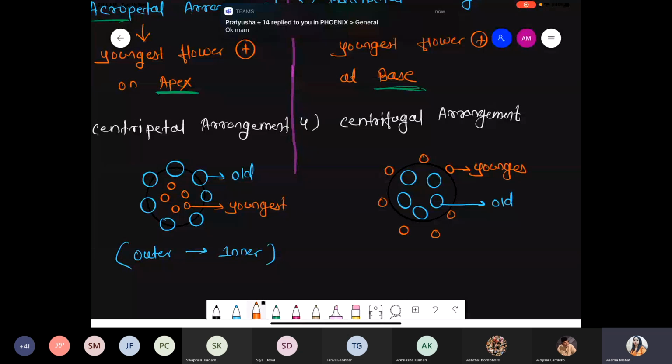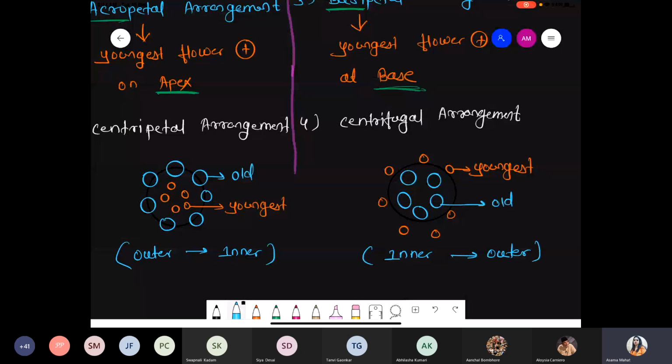Youngest flower, right? So if you observe such type of arrangement, now easily you can observe that it is inner to outer. यहाँ पे क्या हो रहा है development pattern? Inner to outer, because the mature one or the oldest flower who first formed is present at the center, and the youngest ones are present toward the periphery.